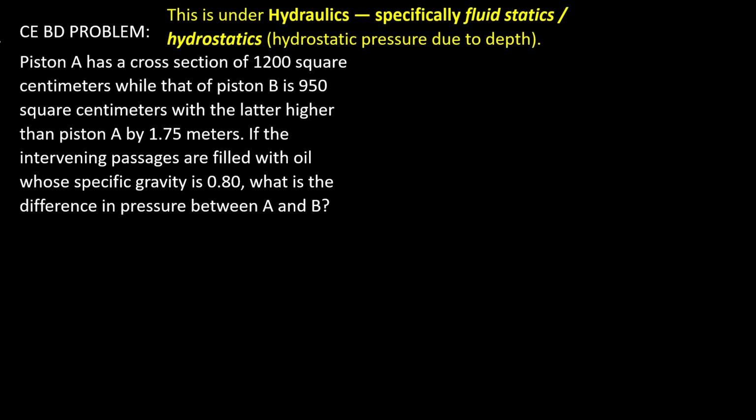Piston A has a cross-section of 1,200 square centimeters, while that of piston B is 950 square centimeters, with the latter higher than piston A by 1.75 meters. If the intervening passages are filled with oil, whose specific gravity is 0.80, what is then the difference in pressure between A and B?